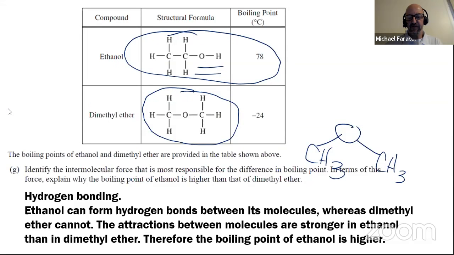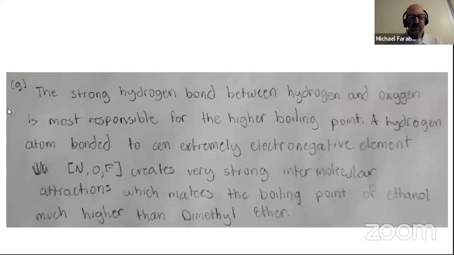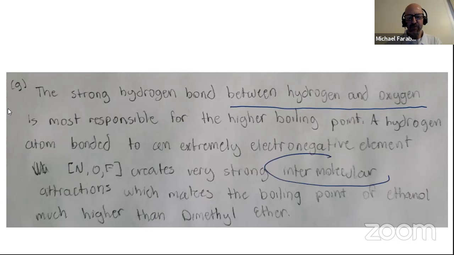So it does have a dipole moment. All right, this one makes me a little nervous. It says the strong hydrogen bond between hydrogen and oxygen. This sounds like they're talking about a covalent bond. They do go on to say intermolecular attractions, but again, with this phrase between hydrogen and oxygen, I can't tell if they mean within the molecule or between molecules. So again, be careful with your language.